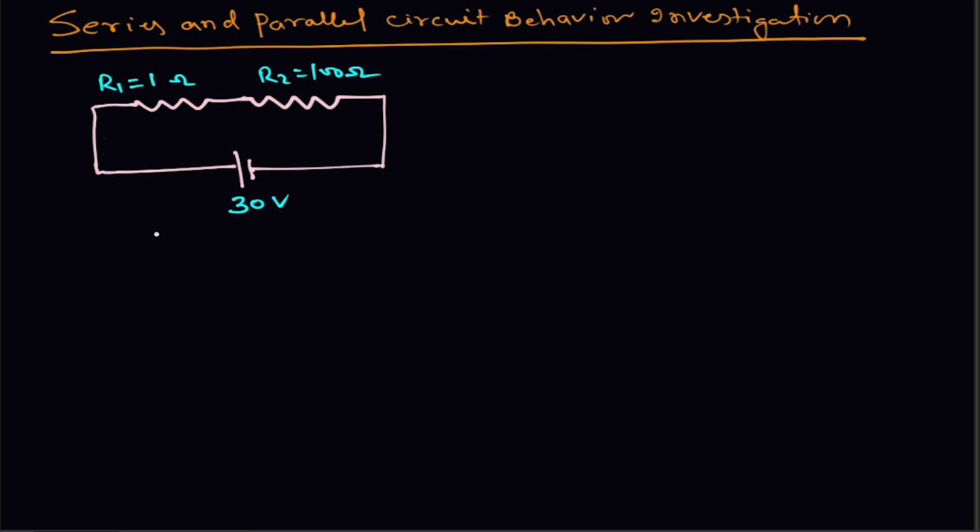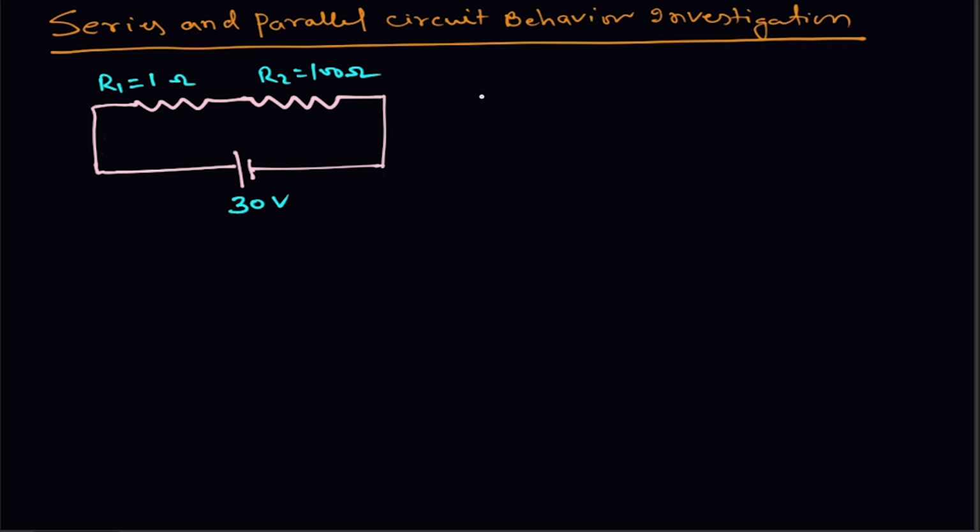Well, this time also we will solve some series and parallel circuit. Here the main purpose is to study their behavior. That's why we have taken one resistance small and one resistance large. This is R1, that is 1 ohm, and this resistance is R2, that is 100 ohm. And in this configuration we have to study more about the series circuit.